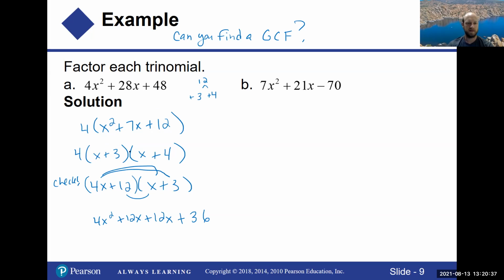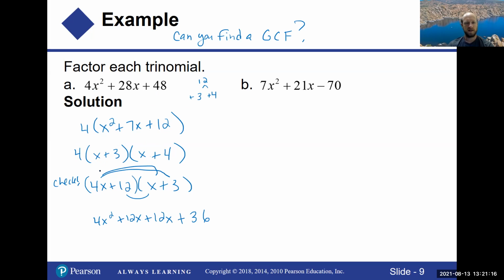Oh, I'm blanking right now. What did I do? Let's see, 4x squared. We have a 12, so we took out a 4 from this. 4 times x squared is 4x squared. 4 times 7x is 28x. 4 times 12 is 28. Now we left the 4 out here and we factored this. We wanted factors of 12 that added to positive 7, which are 3 and 4. So that should be correct.